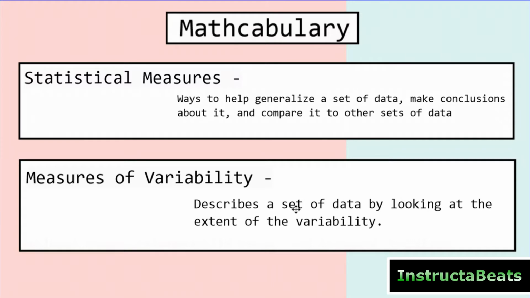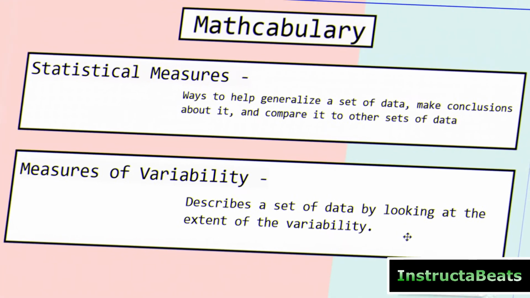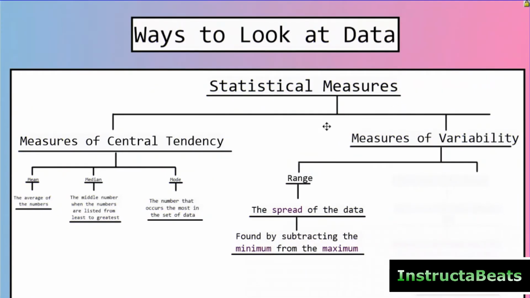So measures of variability describe a set of data by looking at the extent of the variability. I'm using the word in the definition. You could say the spread or the dispersion. Basically, you're looking at the entire set of data and all the differences in them, as well as the center of it, which we've already talked about. We have already talked about one measure of variability, the range, right? The range is the spread of the data. Remember, you find it from the minimum to the maximum, so you're subtracting those to find out how spread out is my data.